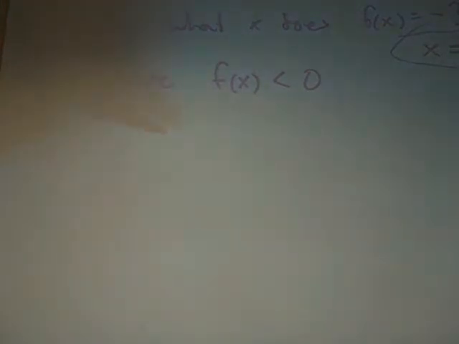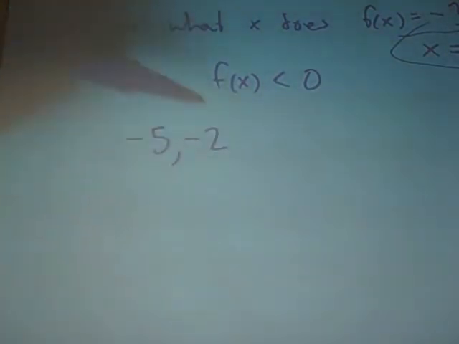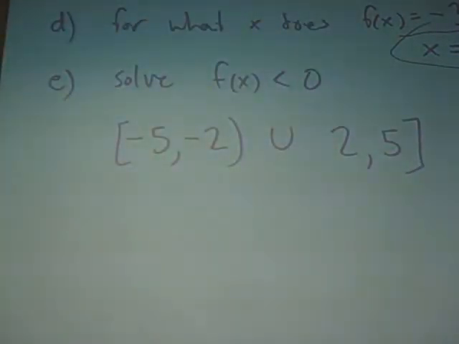So the solution here would be -5 to, what did I say, -2. And at -5 it is negative. At -2 it's actually not negative. It's actually equal to 0. Union 2 to +5. So at +5 it's negative, but at 2 it's actually not, so we don't want to include the 2 there.